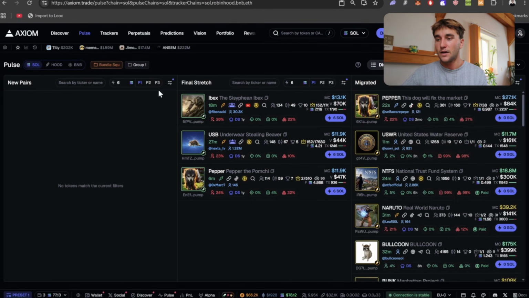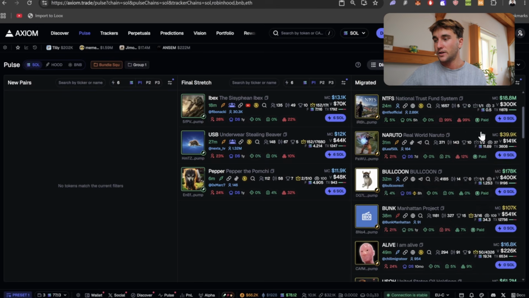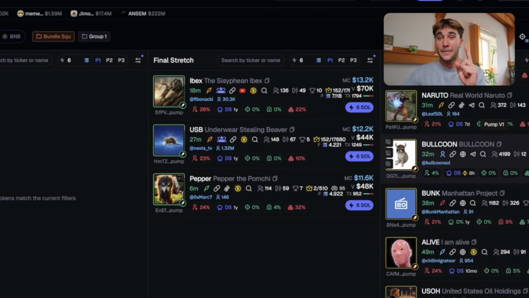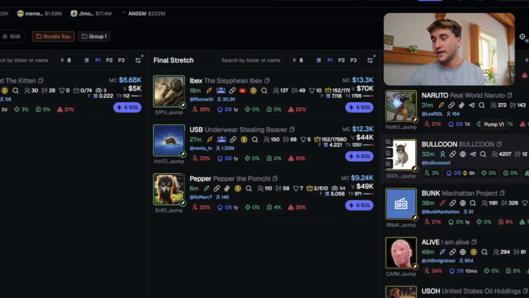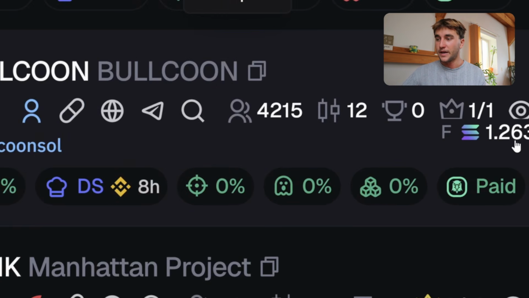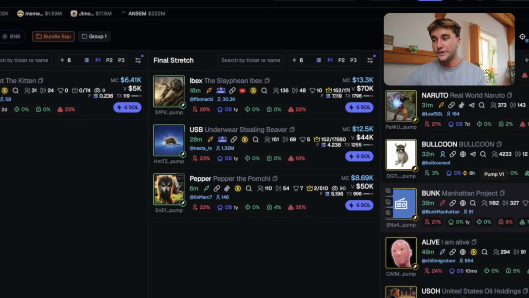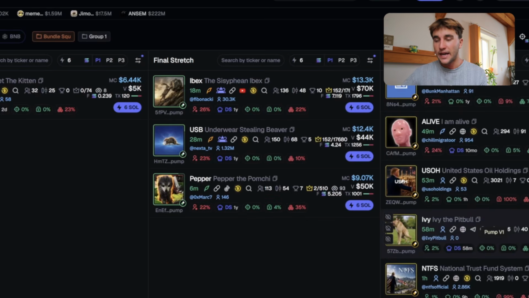Now that we got that out of the way and you guys know kind of what to look for over here, we can even look at migrated coins. Now, what do we want to look for over here? The main thing, and a lot of people don't actually know this, is the fees paid. So if you look at F and then the Solana symbol and the fees paid, what we're aiming for is higher fees paid. So anything above 10 is really good.